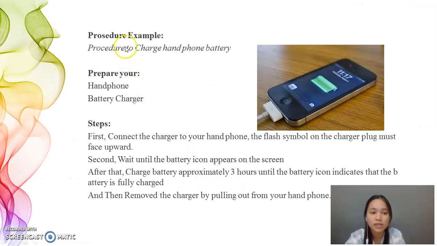And this is the last procedure example, the procedure to charge a handphone battery. You must prepare your handphone and battery charger. And the steps are: first, connect the charger to your handphone. The flash symbol on the charger plug must face upward. Second, wait until the battery icon appears on the screen. After that, charge the battery approximately 3 hours until the battery icon indicates that the battery is fully charged. And then remove the charger by pulling it out from your handphone.